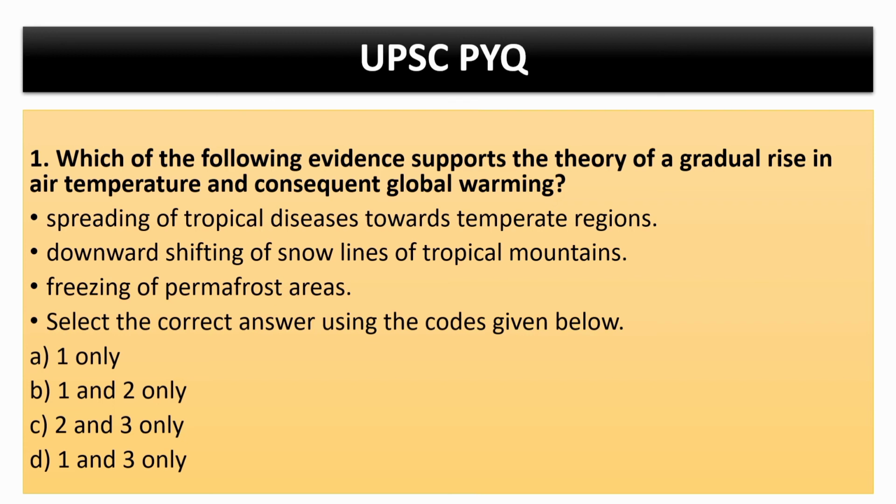So the first question is, which of the following are the evidence which support the theory of gradual rise in air temperature and consequent global warming? We have to find out the correct answer. So what is the question asking? The question is asking which of the given options is evidence supporting a gradual rise in air temperature and consequent global warming. So among the evidence given, which one supports the global warming event gradually?